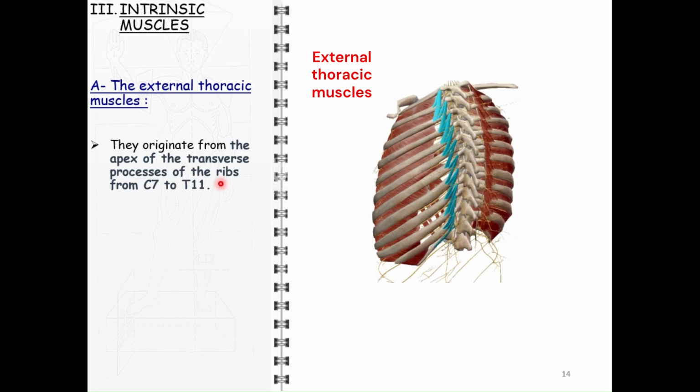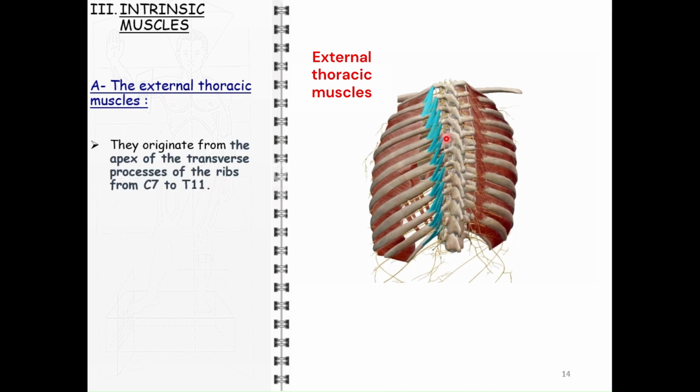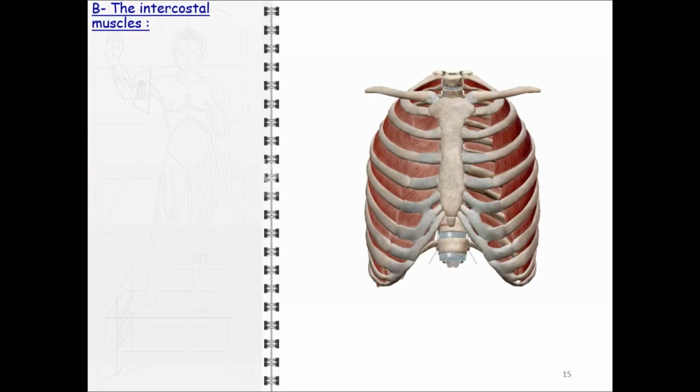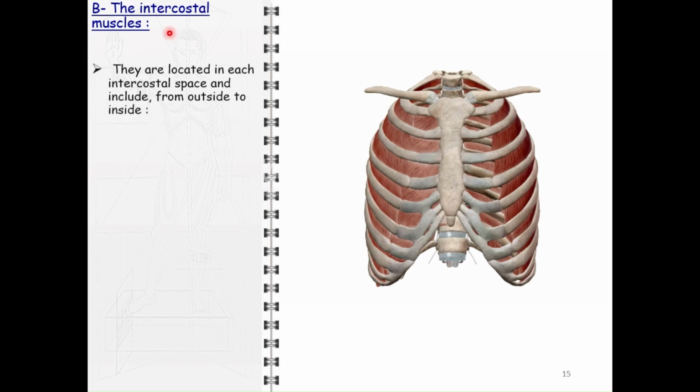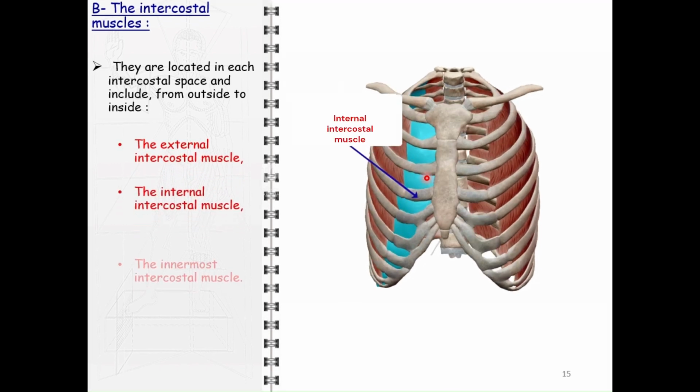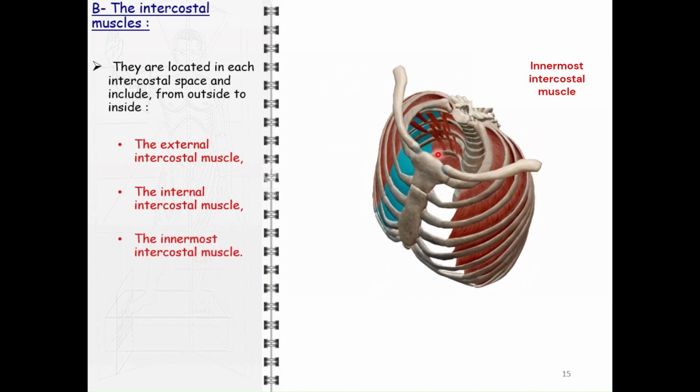These muscles originate from the apex of the transverse processes of the ribs from C7 to T11. They insert onto the first 12 ribs. And they elevate the ribs, making them inspiratory muscles. The intercostal muscles are located in each intercostal space and include, from outside to inside, the external intercostal muscle, the internal intercostal muscle, and the innermost intercostal muscle.